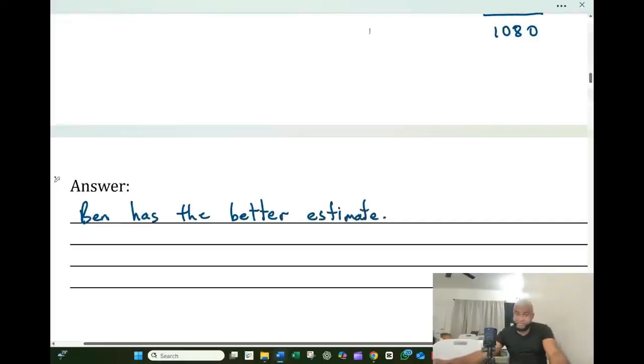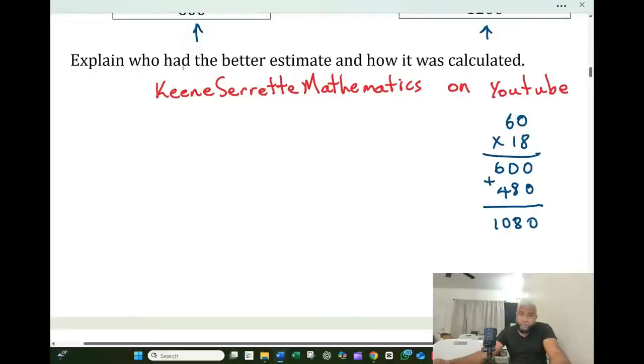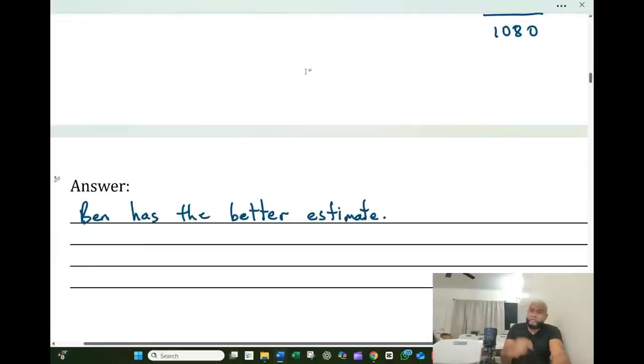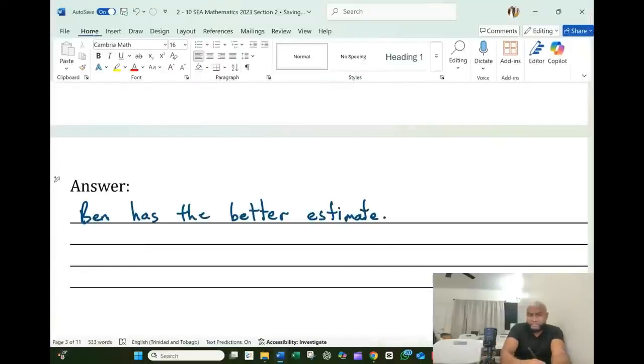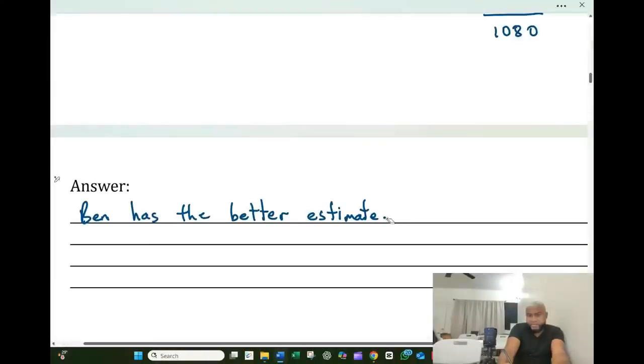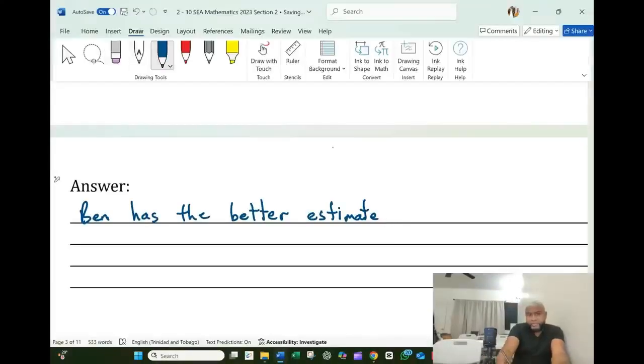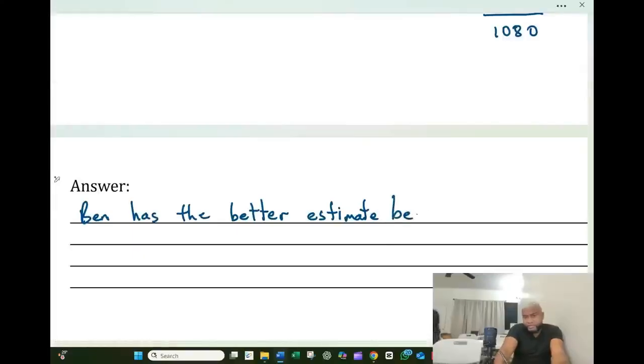That's what the first part of the question asks. Explain who had the better estimate and why. Why he had the better estimate? Because his answer is closer to the correct answer.